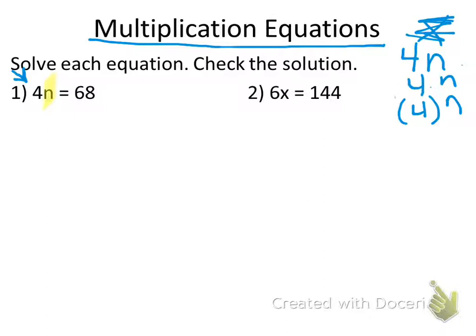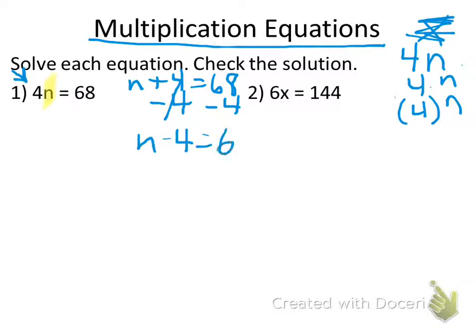Let's think back to when we were doing addition. If we had n plus 4 equals 68, we subtracted 4 from each side to get rid of this 4. If we had n minus 4 equals 68, this is what we did today in class, then we added 4 to each side to get rid of this 4.